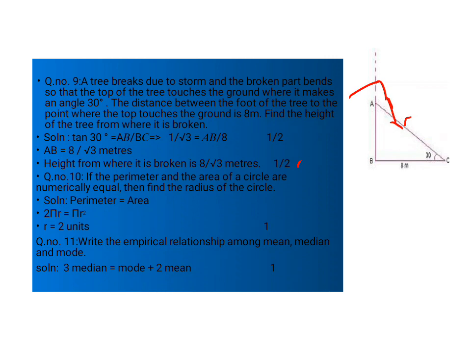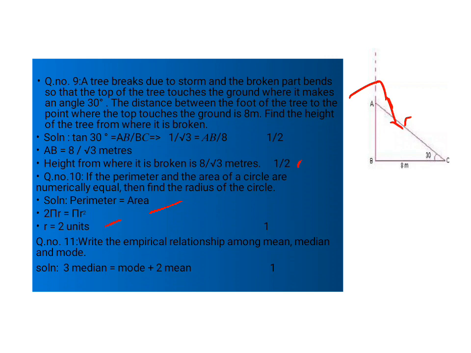Question number 10. If the perimeter and the area of a circle are numerically equal, then find the radius of the circle. Here you should write perimeter is equal to area. Formula is 2 pi r is equal to pi r square, and if we solve it, we get r is equal to 2 units.